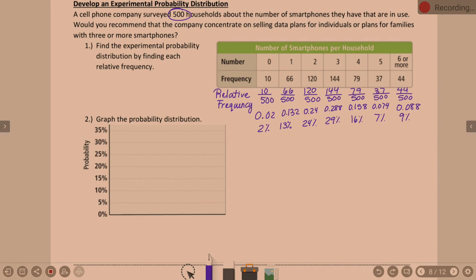Okay, so now, in order to look at this, they want us to graph it. And so we will start there tomorrow, and we will graph down here smartphones per household, basically making a bar graph. You can fill in the bar graph starting tomorrow, just like that. And then we'll talk about whether they should focus on individual or family plans.